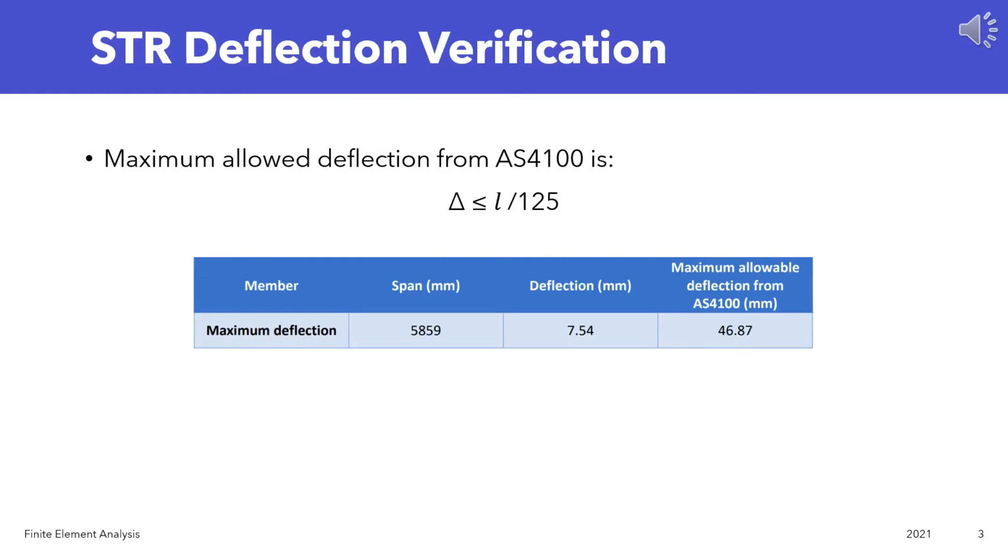The deflection serviceability of the structure was verified against the maximum allowed deflection outlined in AS4100, using the equation delta is less than or equal to the span over 125. The deflection of the structure's cantilever was gathered from the model's results. The cantilever, which measured a maximum deflection of 7.54 millimeters occurring at the cantilever end, was below the allowed deflection of 46.87 millimeters.